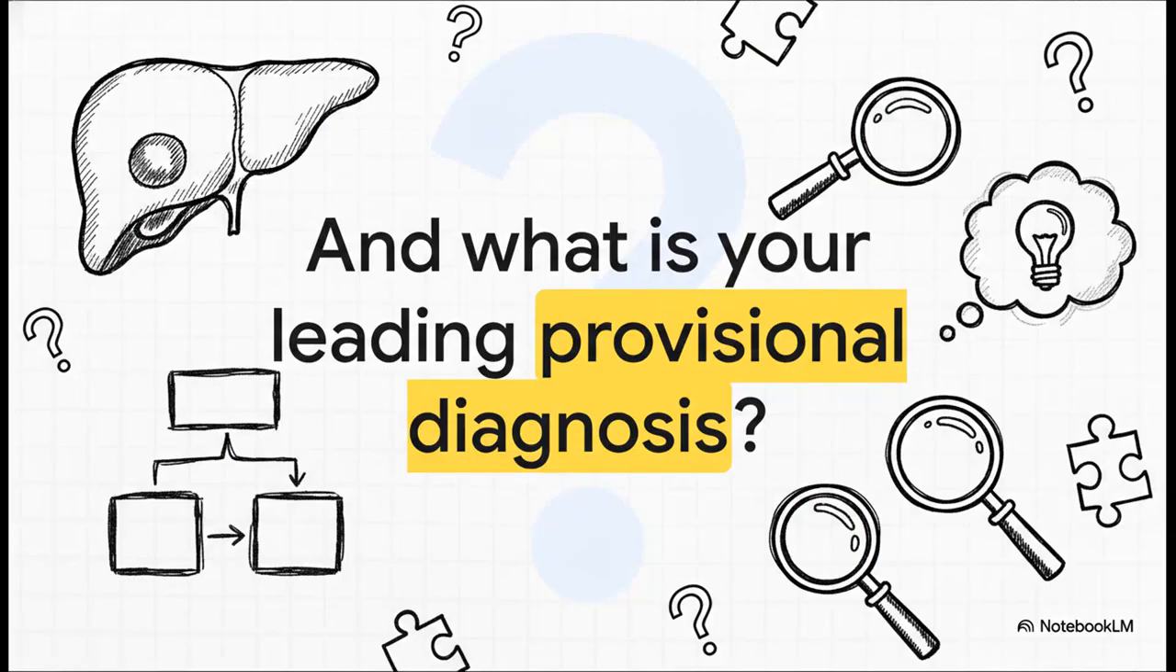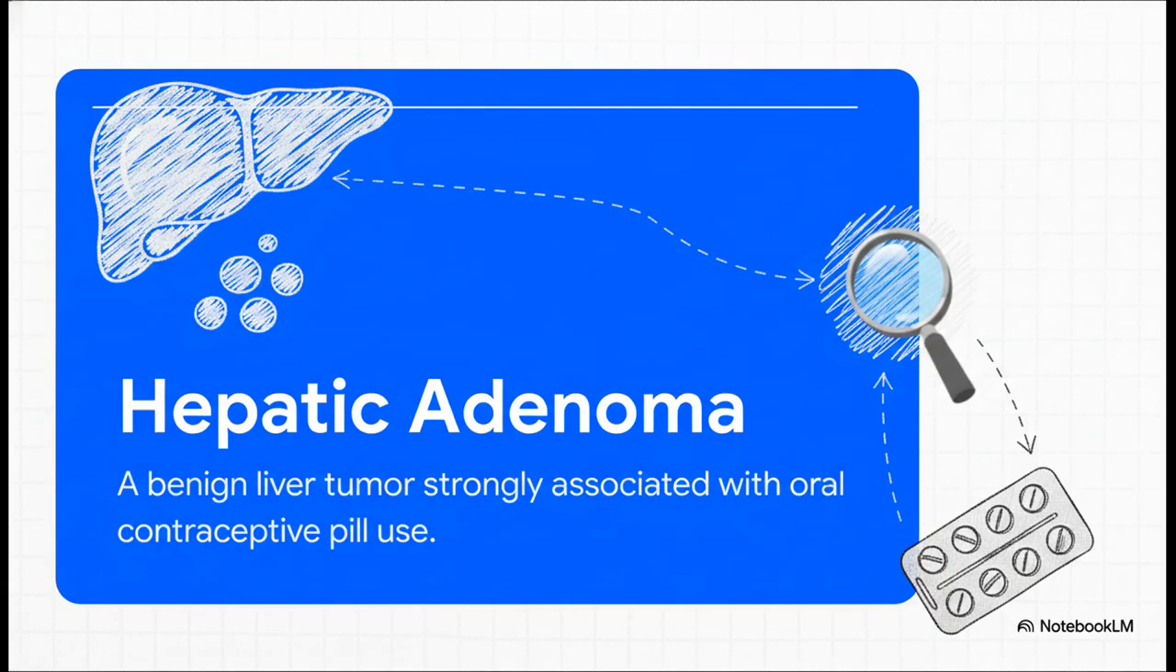And from that list, what is your leading provisional diagnosis? My provisional diagnosis is hepatic adenoma. It just fits perfectly. We have a young female, a solid liver lesion, and that crucial history of long-term oral contraceptive use. It's a classic presentation.